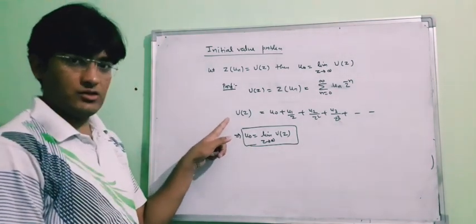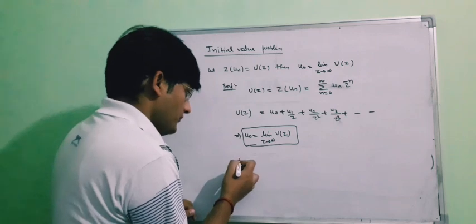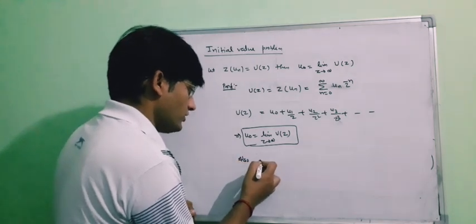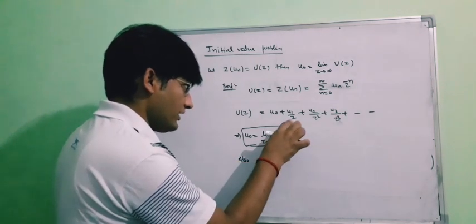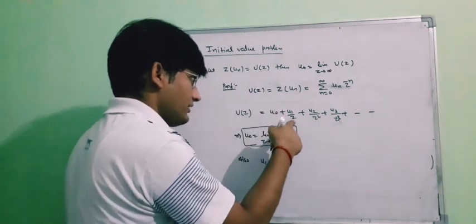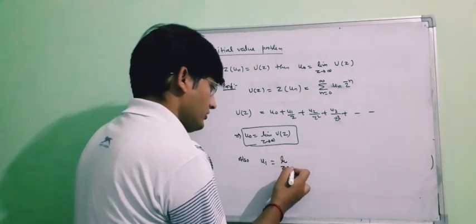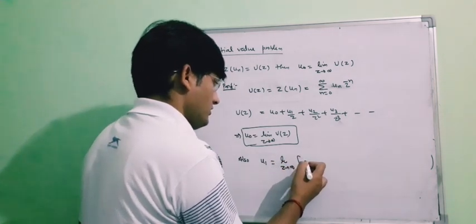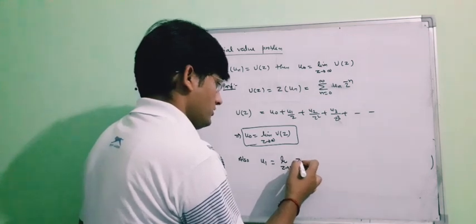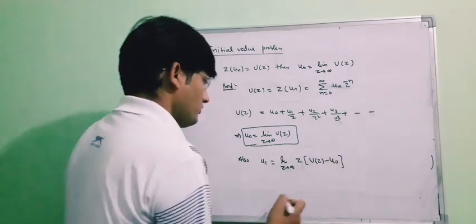And again from this equation we can have the value of u1. If you take u0 on the left hand side and then multiply by z, then u1 will be the limit as z tends to infinity of z into (U(z) minus u0). So this is your u1.